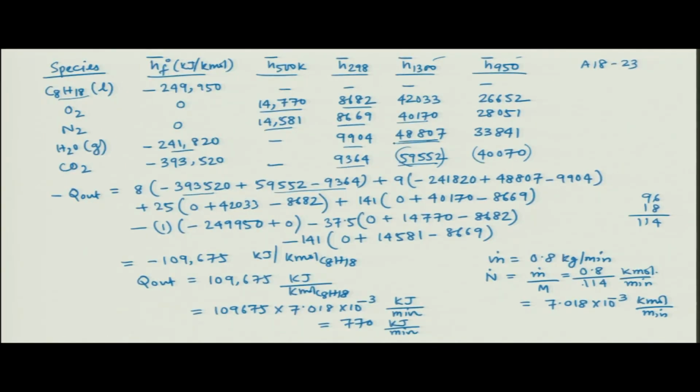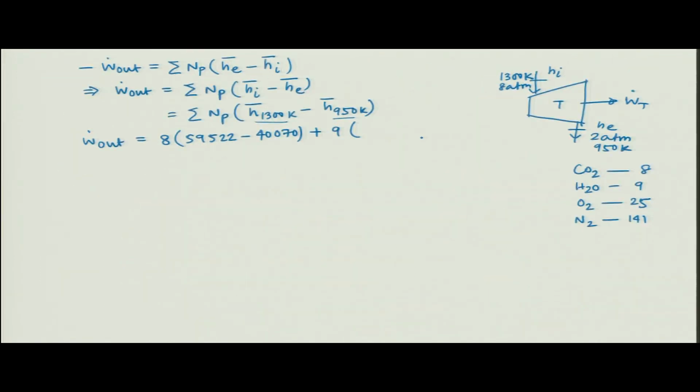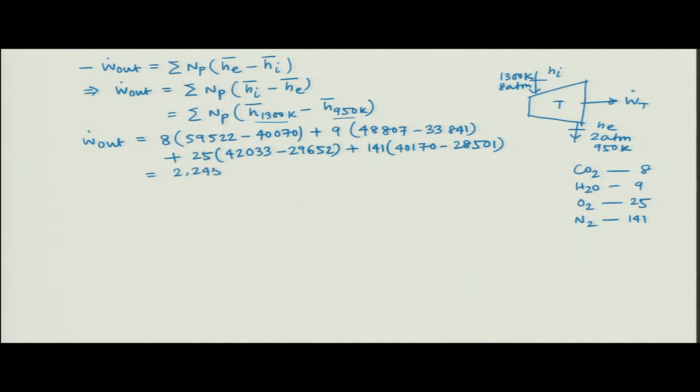The difference of enthalpies between 1300 and 950 Kelvin, again you can refer to this table. So, it is 48,807 minus 33,841. Then you have oxygen, which is 25 moles, and from the table you take the numbers, and for nitrogen it is 141 moles, and the difference of enthalpies is this much. So, from this you will get W dot out as this much kilojoule per kilomole of C8H18. Okay, so that is the amount of work done by the turbine.